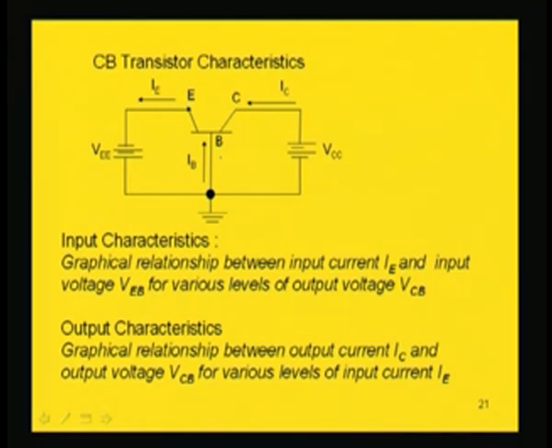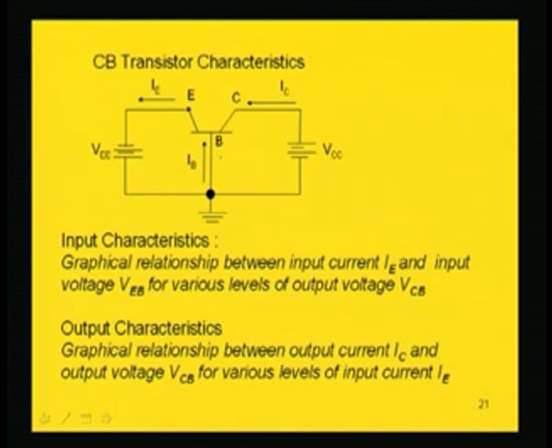If we go on increasing the forward bias voltage, after overcoming the threshold voltage the current will increase, that we have seen in the diode, and after that point it will be almost linear. That characteristic is for a particular VCB, but if we now change VCB, what is the effect on the input characteristic? That also we have to see, because there is an effect of change of VCB on the input characteristic.